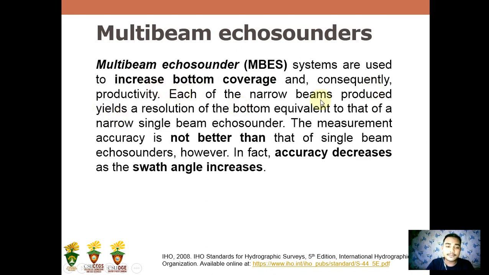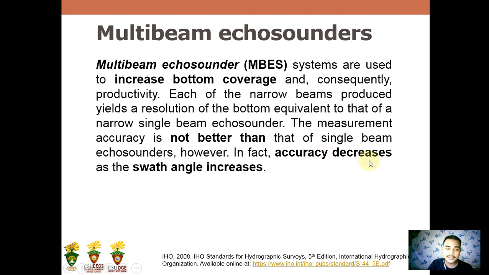Each of the narrow beams yields a resolution of the bottom equivalent to that of a narrow single beam echo sounder. It has larger coverage and also good resolution. The measurement accuracy is not better than the single beam echo sounders, of course. If we compare multi-beam and single beam, the accuracy of the single beam is better because it only gets one data point. But when it comes to coverage, the multi-beam is better, it has larger coverage.